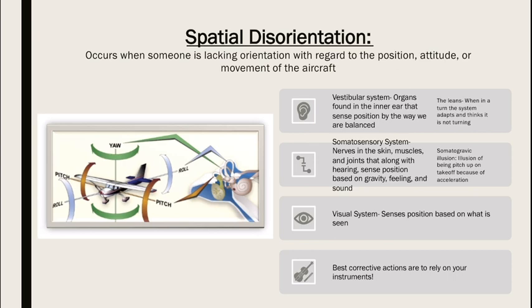So then we have the somatosensory system. And this is what sends signals from the skin, the joints, the muscles, and the brain that's interpreted in relation to the Earth's gravitational pull. So this is where the nerves in the skin and muscles can send the somatogravic illusion. This is the illusion of being pitched up on takeoff. So the acceleration of taking off can make you feel as though you are already pitched up, causing you to pull that yoke back and end up in an even more pitched up position.